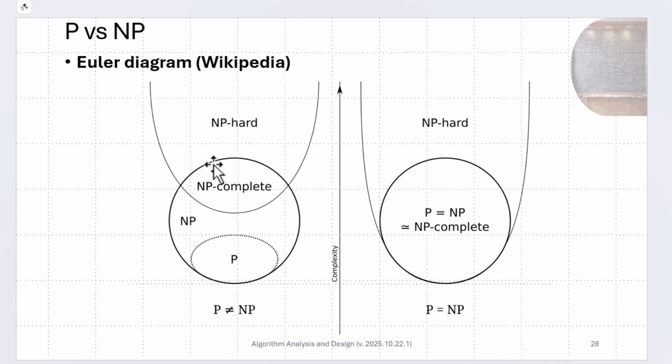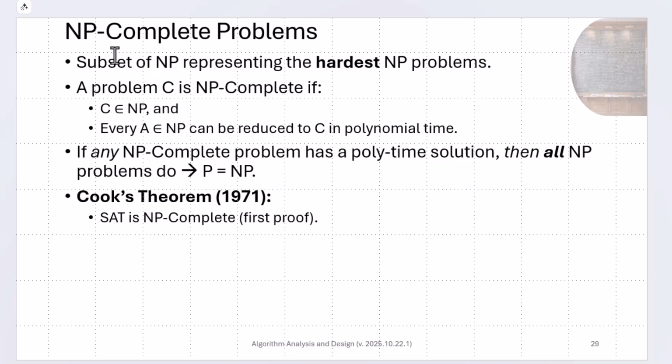So the NP complete are the hardest of the NP problems, and if you can solve even one of these in polynomial time, you will prove that P equals NP. No one's done it yet. So NP complete problems are a subset of NP representing the hardest of the NP problems.